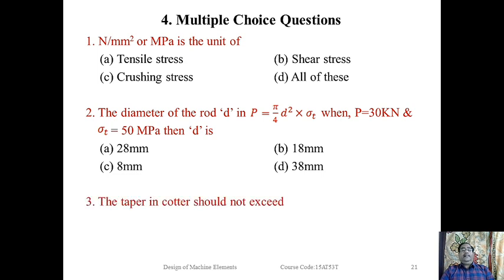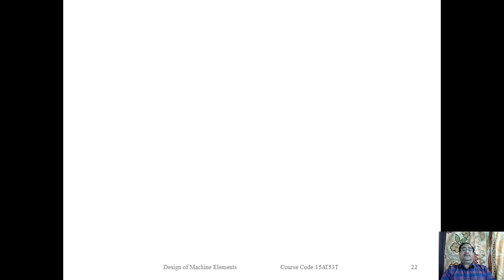Third one, the taper in quarter should not exceed. The options are A, 5 in 25; B, 1 in 24; C, 10 in 30; and D, all of these. We have studied that the taper in quarter should not exceed 1 in 24. So here it is option B. So B is the correct answer.